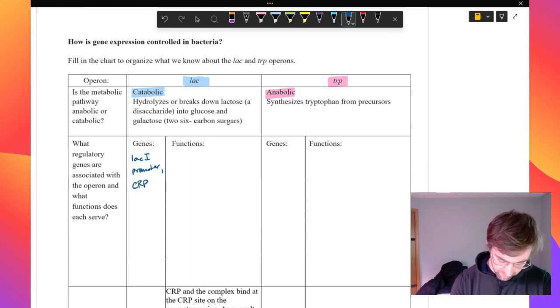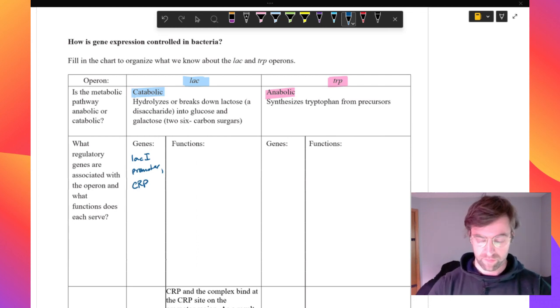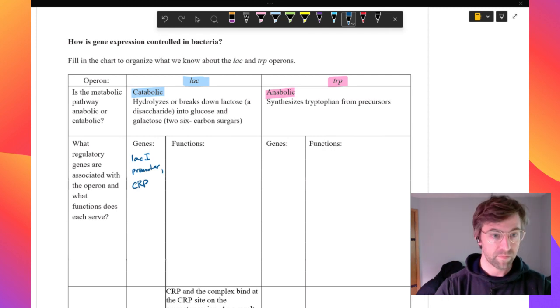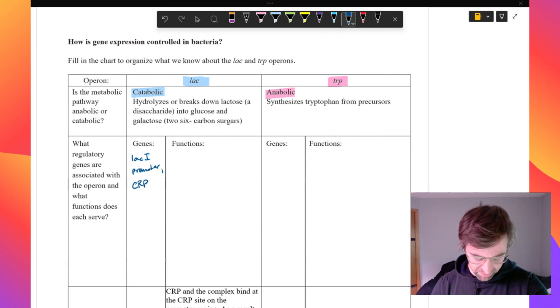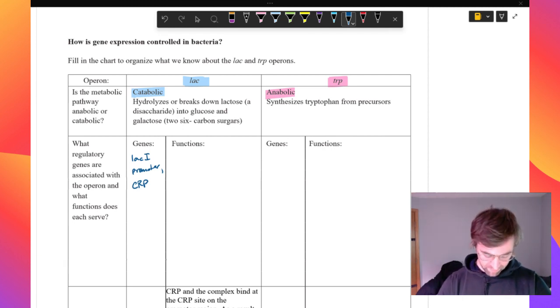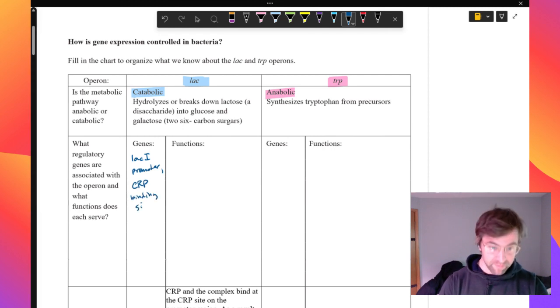We have CRP, and let me look really quick. CRP is a C-reactive protein. What is that? I cannot remember. It's made in the liver. One of those things that you hoped would be a really quick Google search, and it just isn't. I don't think that's the right CRP, actually. So we're going to disregard that. We'll move on. Apologies. CRP binding site, operator.